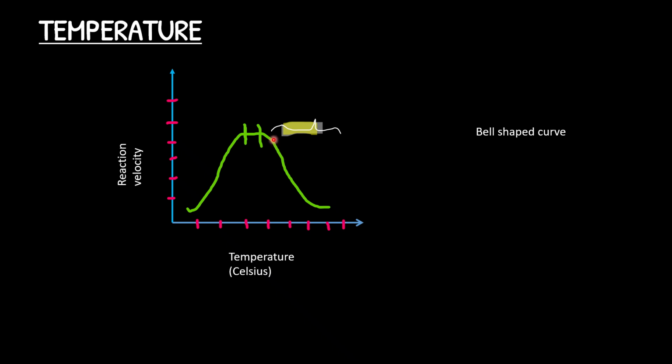What are enzymes? Enzymes are nothing but proteins. So when we increase the temperature, it leads to the denaturation of these proteins. That is heat inactivation of enzymes. That is why there is a downward slope. So we get a bell-shaped curve. And the optimum temperature is mostly 35 to 40 degrees Celsius.